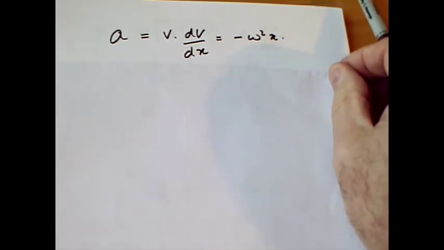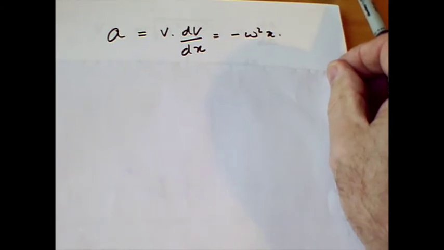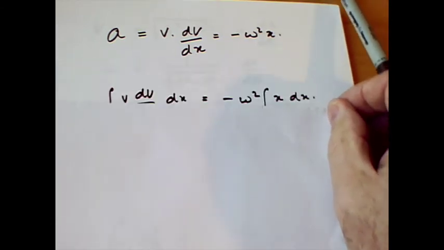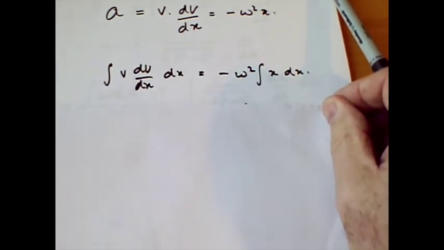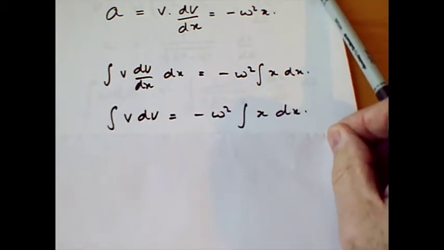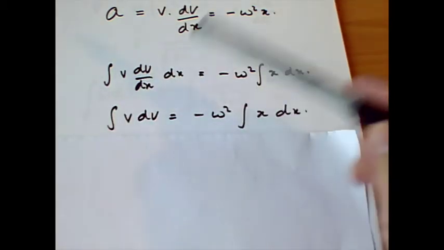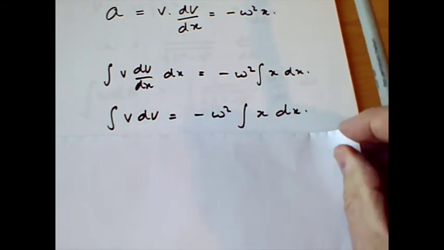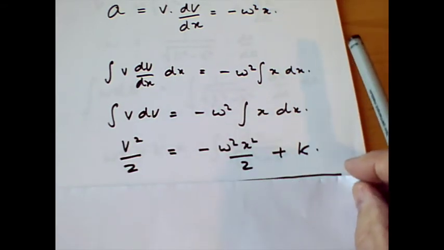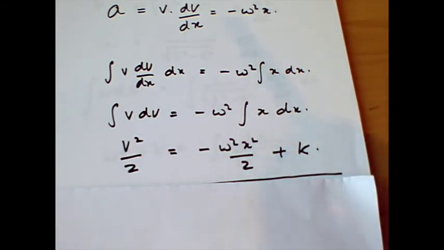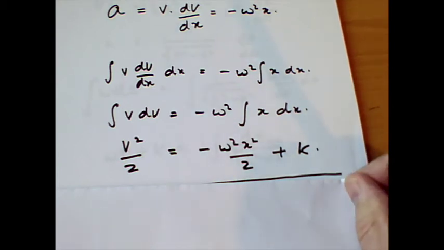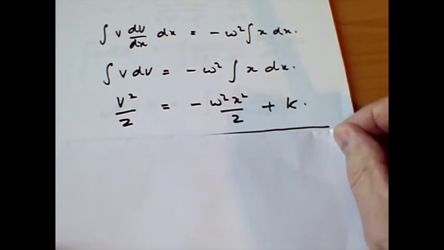Now, it's a differential equation, and we can solve it by separating the variables and integrating. My v dv by dx becomes v dv, and we end up with this result. It's a general solution. We have an arbitrary constant. We don't know anything about that constant. We just know that we could put a number there. In order to find it, we will need some initial conditions.